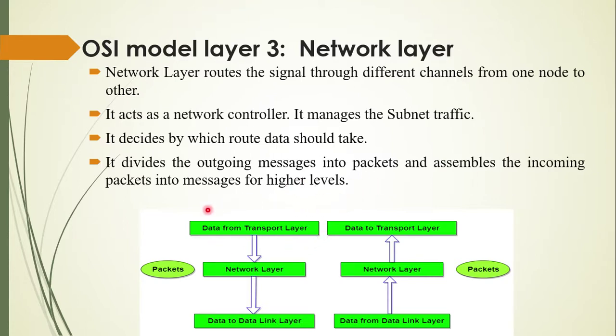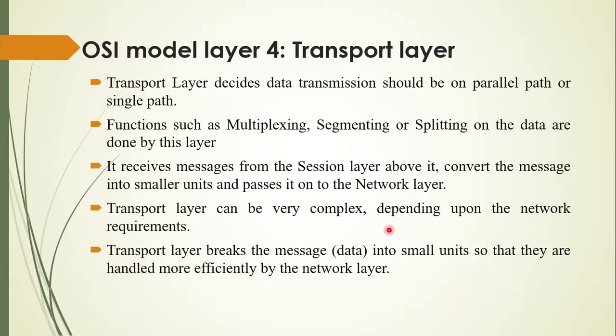After getting the data from the transport layer, the data is divided into packets. Those packets are passed to the data link layer, then from the data link layer to the physical layer, and from the physical layer again they are sent to the network layer at the receiver side, and here the divided packets are reassembled. See here, assemble the incoming packets into messages at a higher level. So these packets are reassembled, and then sent to the higher level, that is the transport layer at the receiver side. So this is the functionality of the network layer.